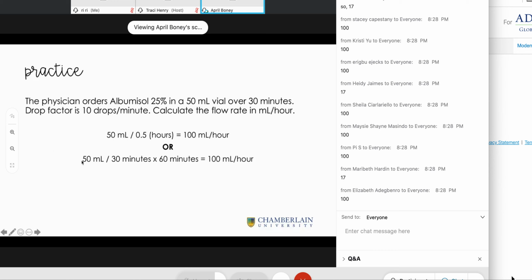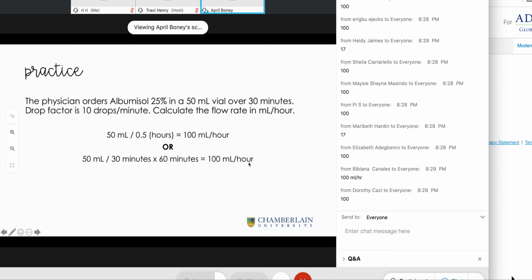Or you can do 50 milliliters divided by 30 minutes, but now your infusion is in minutes, and then you can just multiply it by 60 minutes to convert it to an hourly rate. So anytime that you're working with minutes and what you want is hours, just multiply your final answer by 60, and that will take it from a minute rate to an hour rate. So either way, your choice. Now it's easy when it's 30 minutes. It gets a little harder when it's 15 minutes or 20 minutes or 45 minutes. But just remember, you can always do 50 divided by 15 minutes, then multiply it times 60 and get your answer.